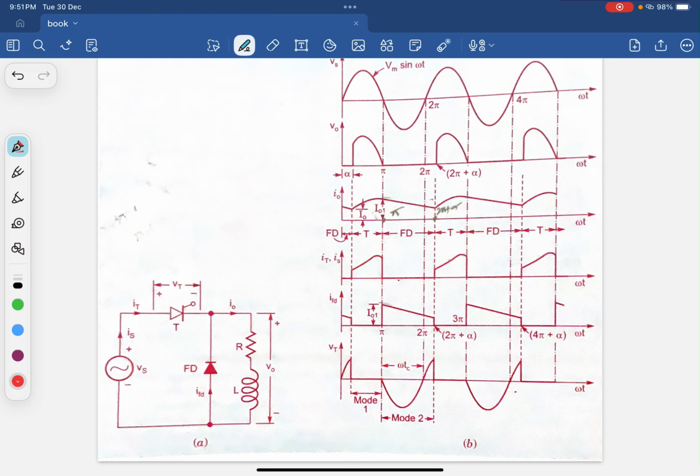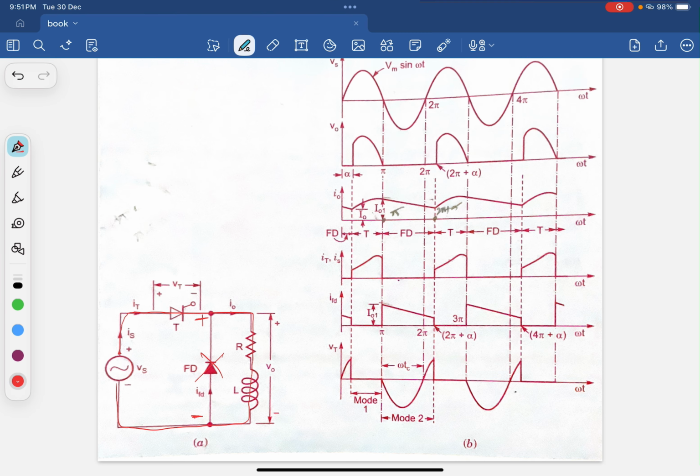At omega t equal to 0, the source voltage is positive. So here the supply current starts from here, flowing through the thyristor, then it reaches the resistor, then the inductor, then flows back through the return path. Here the freewheeling diode is not working because it is reverse biased, as this end is positive and this end is negative. So the freewheeling diode does not conduct in the positive cycle.